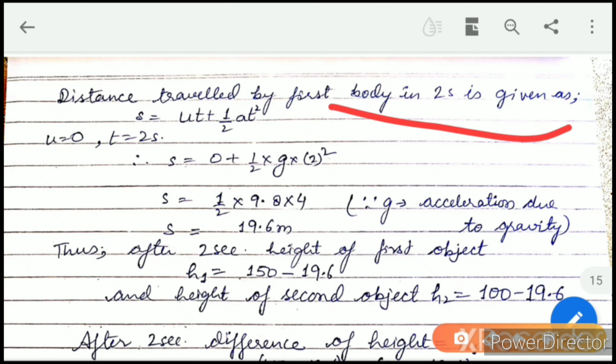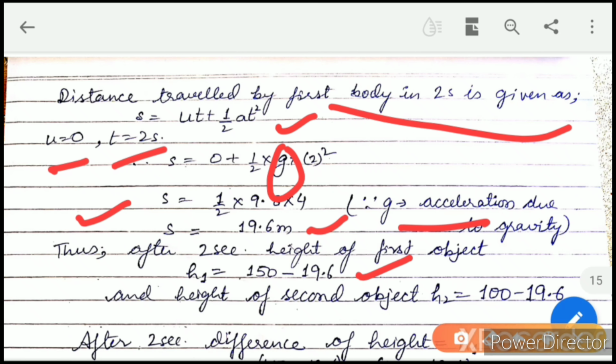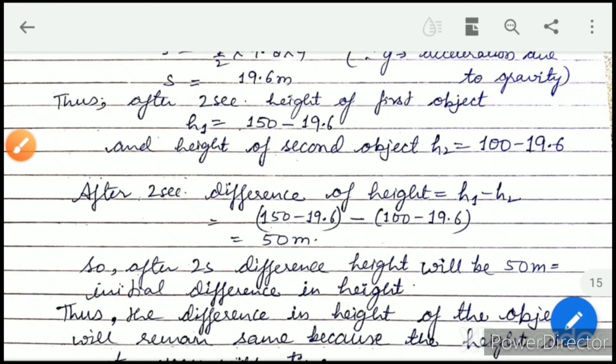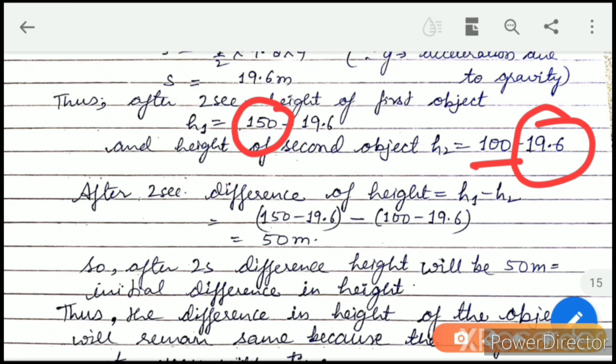Distance traveled by the first body in 2 seconds is given by, substitute the values in this equation. Initially they were at rest, time is equal to 2 seconds. So substituting this, here we have taken g as 9.8 because it's acceleration due to gravity. So the distance traveled by the first body will be 19.6 meter, and after 2 seconds the height of the first object will be 150 minus 19.6, and for the height of the second object, in the same way we will replace 150 by 100, and this will be 19.6 same.